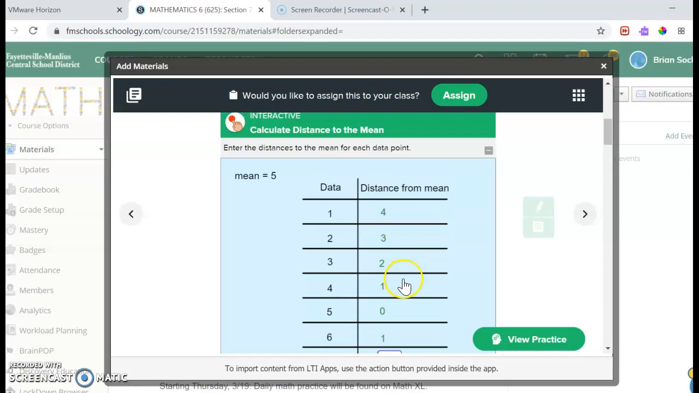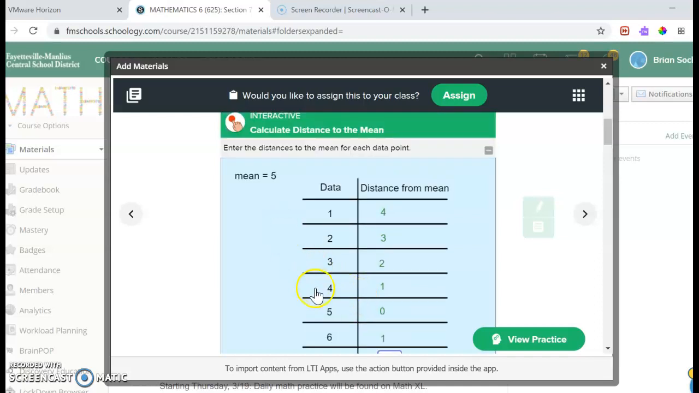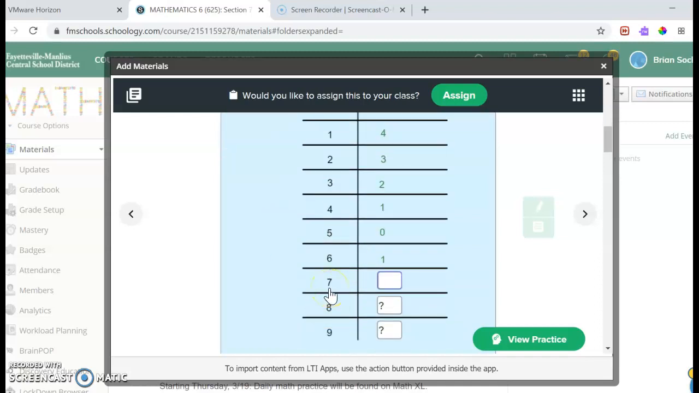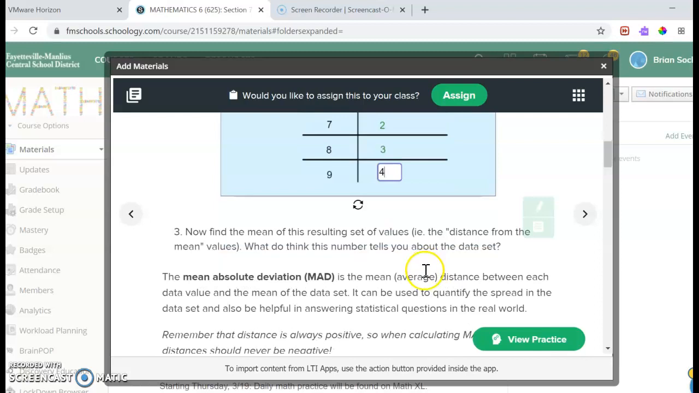And then we have 5 minus 8, which is negative 3. Absolute value negative 3. Whoops, I'm sorry, I was looking at the wrong one. 5 minus 7 is negative 2. Absolute value of negative 2 is 2. And so on. I'll just finish these last two out. 5 minus 8 is negative 3. Absolute value of negative 3 is 3. And then 5 minus 9 is negative 4. Absolute value of negative 4 is 4. Okay?